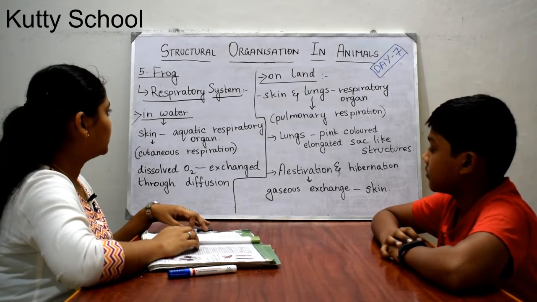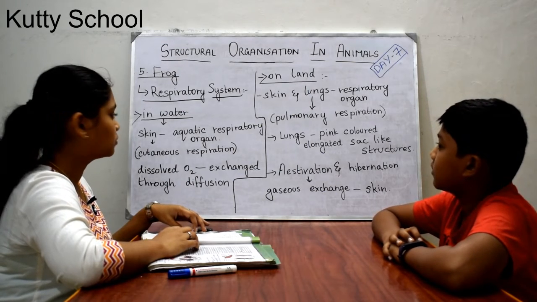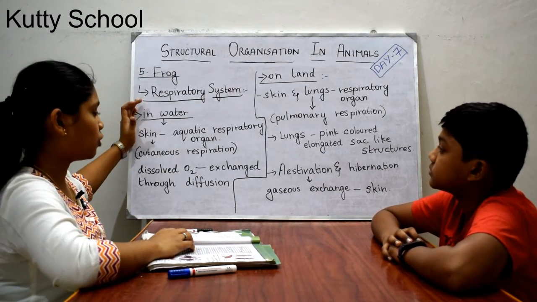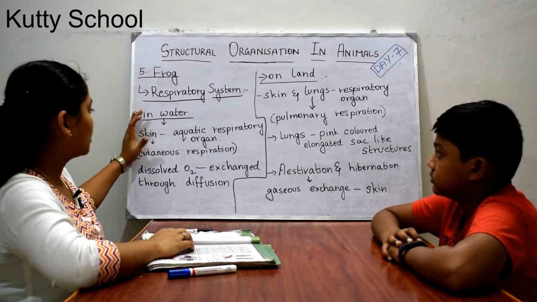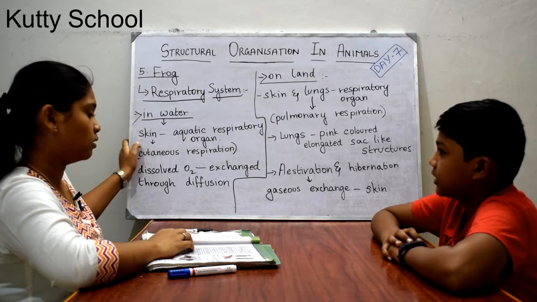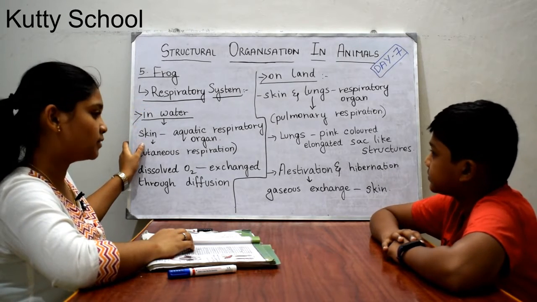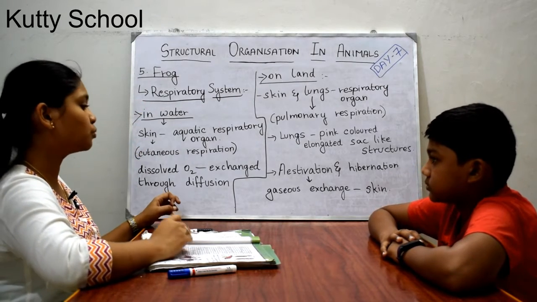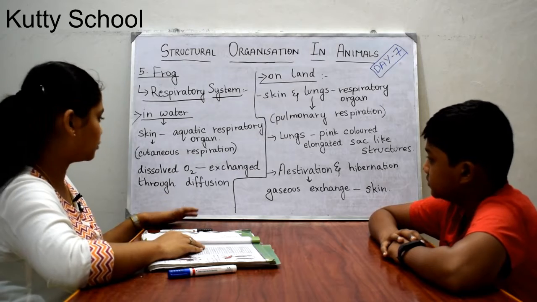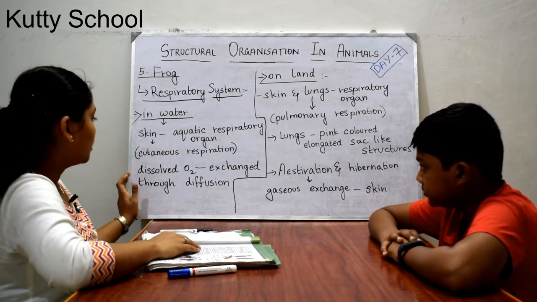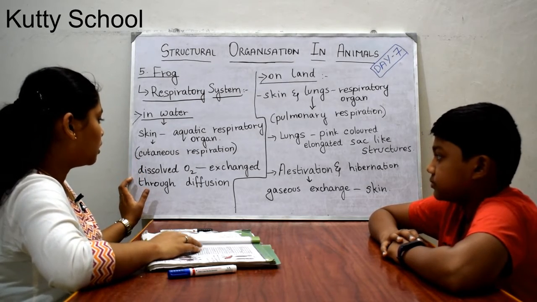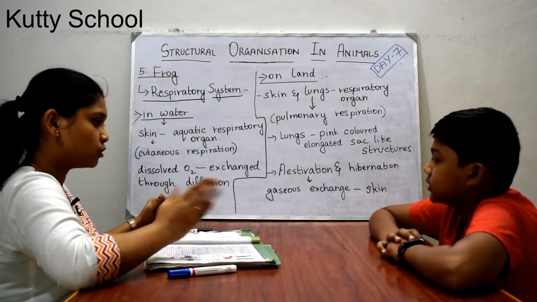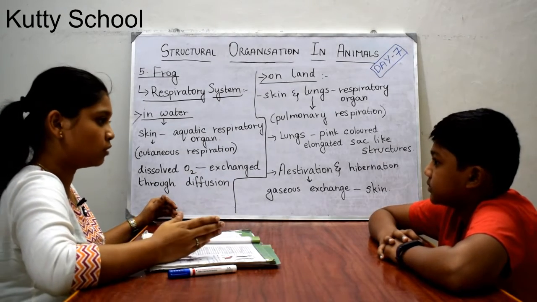Now we are going to see the respiratory system in frogs. When these frogs are in water, they respire through the skin, as I said last time. So the skin acts as the aquatic respiratory organ. Respiration through the skin is known as cutaneous respiration. Dissolved oxygen is exchanged through diffusion, so oxygen diffuses through the skin of the frog.